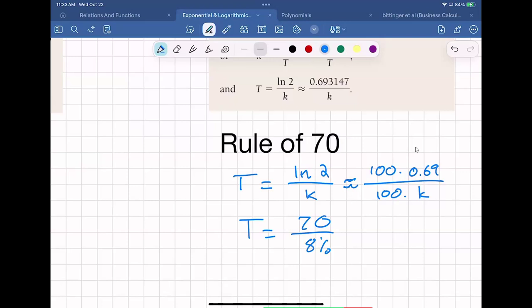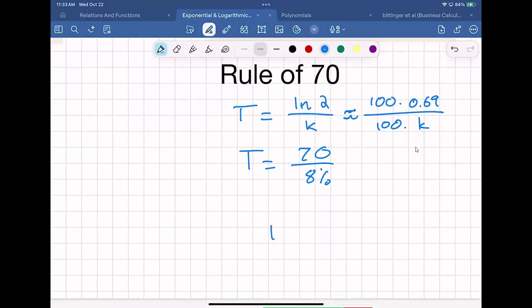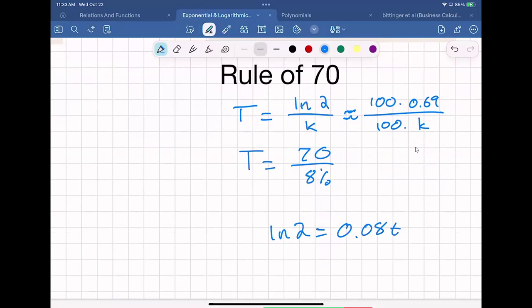If you would have looked back at it, I had previously the natural log of 2 equals 0.08 t. All we could do there is divide both sides by 0.08. The whole 100 thing is just making it whole numbers rather than using decimals. That's the big difference. So the rule of 70 is just a way to make it easy. It's just a way to get a quick, it's not going to be exact, right? Because it's an approximation, but a quick how long will it take stuff to double?